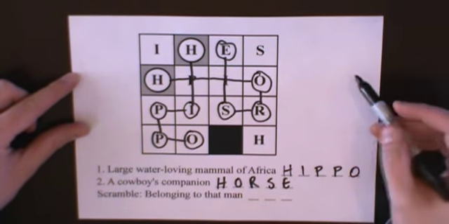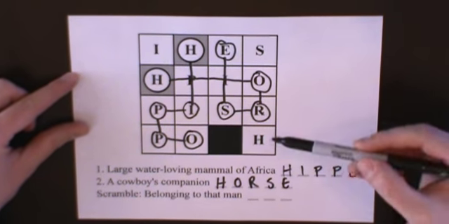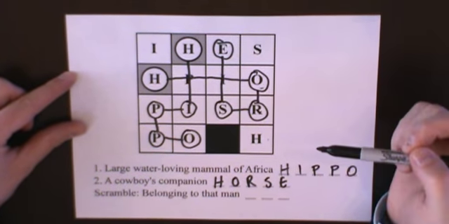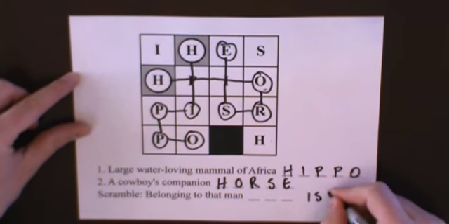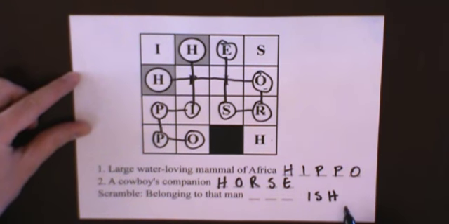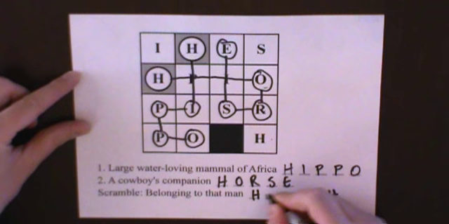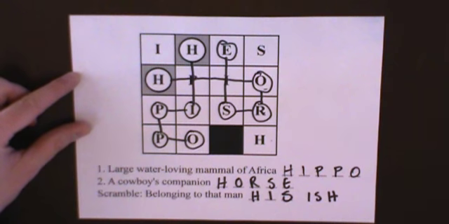When we are finished with the puzzle, you'll see there are 3 letters which we have not used or crossed out. So those letters, I, S, and H, when unscrambled, form the solution to the scramble belonging to that man. His. And there, we have solved our simple Pazurgo example.